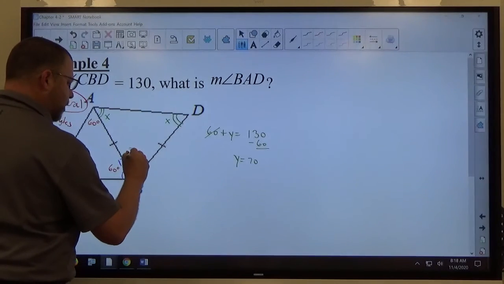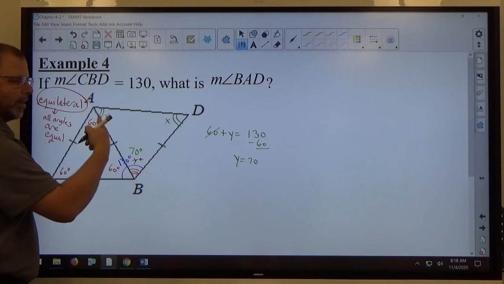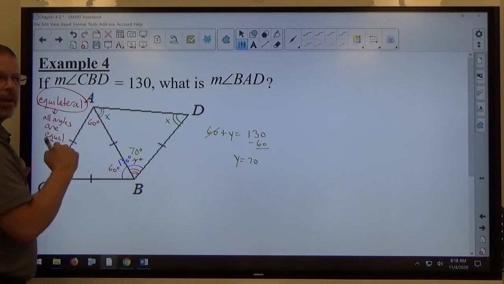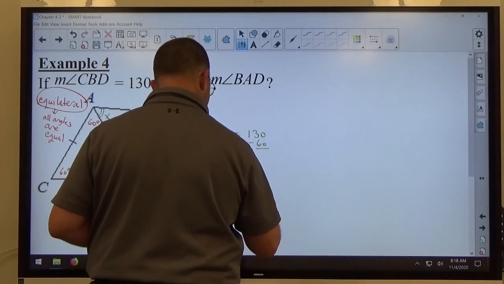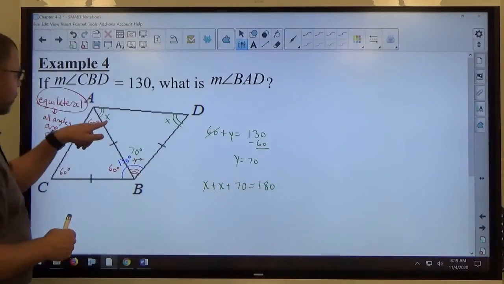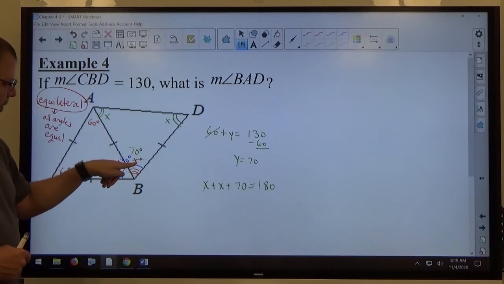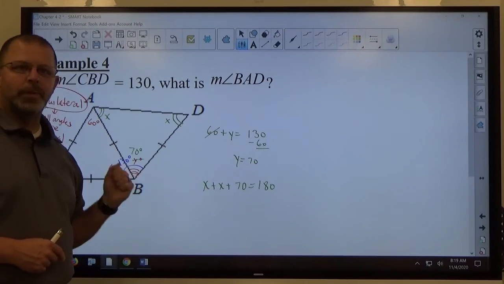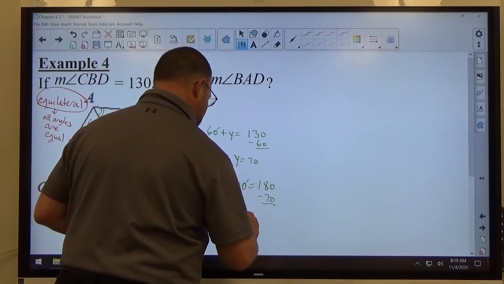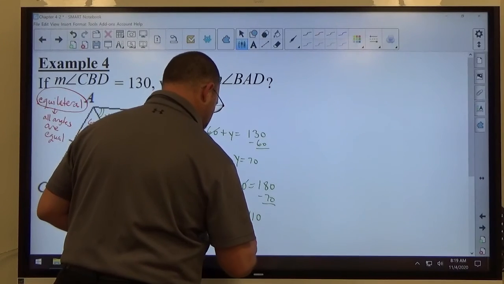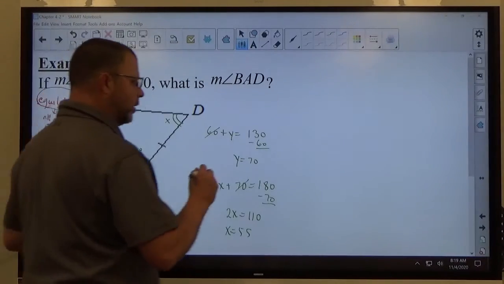They didn't ask me to find Y, but once I find out what Y is, notice now that the only unknown in this triangle is X. X plus 70 has to be 180. And X is the answer to the question they asked me for. Angle BAD is X, right? So X plus 70, as long as my algebraic equation has only one variable in it, can be solved. So if I chop the 70, move it over, I'm going to get 2X equals 110, divide by 2, X equals 55. So what is the measure of angle BAD? 55 degrees.